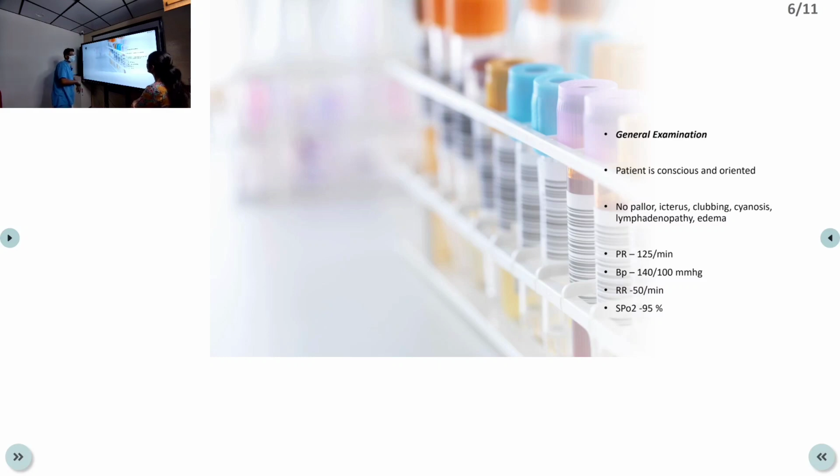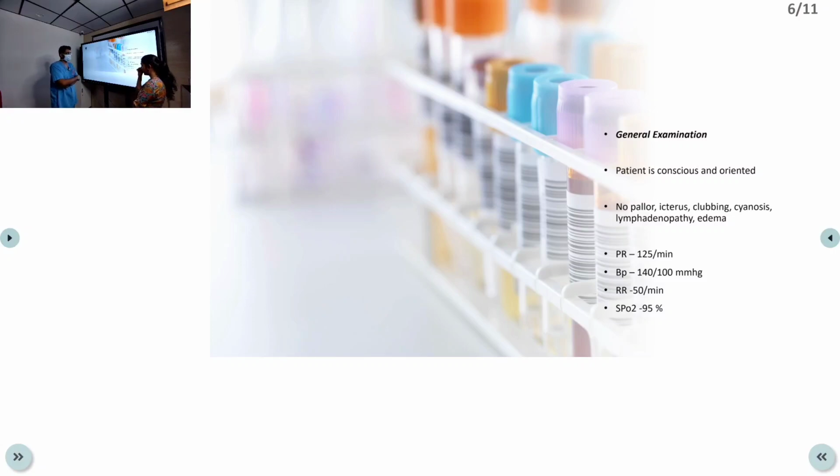Other than that, there is tachypnea and low saturation. So in this patient, what all things will you do at the bedside? We have a patient here with a severely raised respiratory rate. This patient has abdominal distension, and breathlessness is also there.